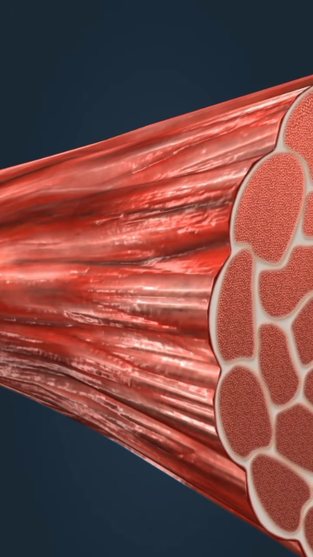Human locomotion and movement result from the contraction and relaxation of skeletal muscles. Muscles are attached to the bones by tendons, tough bands of fibrous connective tissue. Muscles are covered with epimysium, a layer of connective tissue.